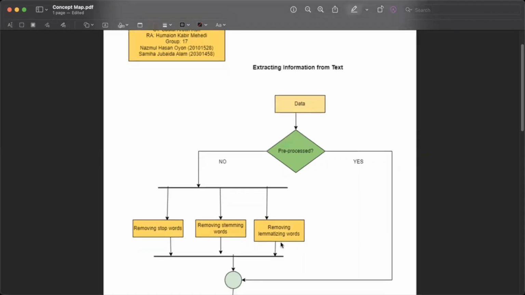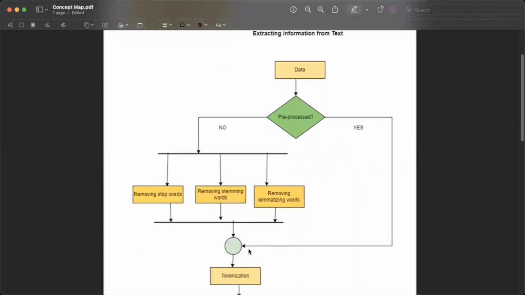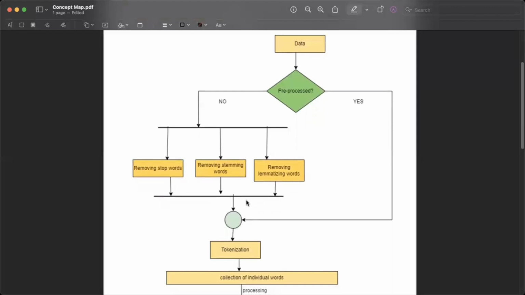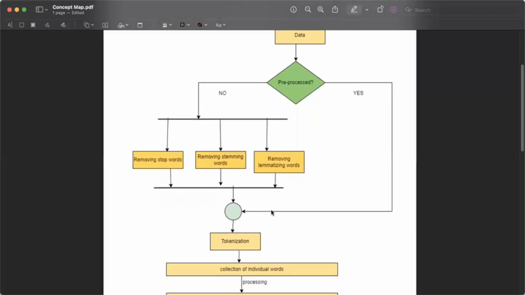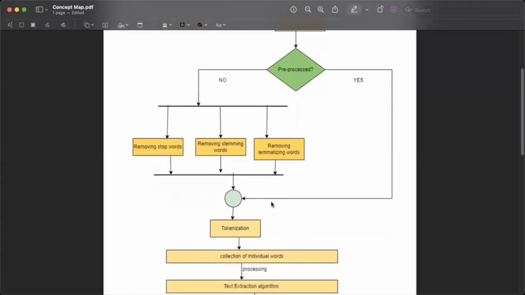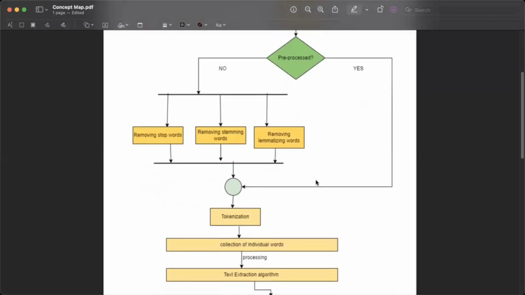After that, it will go to this connector. If our data is pre-processed, then it will go straight to the tokenization, and if the data is not pre-processed, then it will complete these three steps, and after that it will go to the tokenization. So now we will talk about the tokenization part.